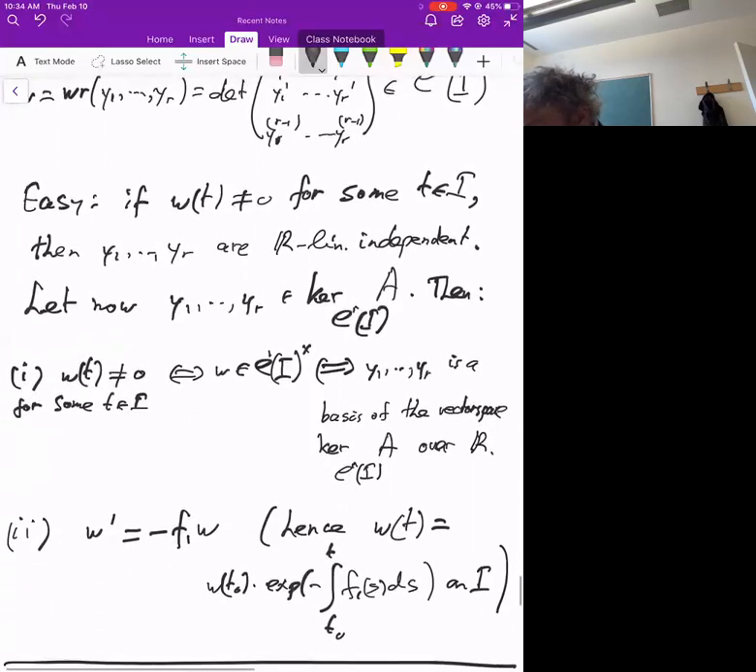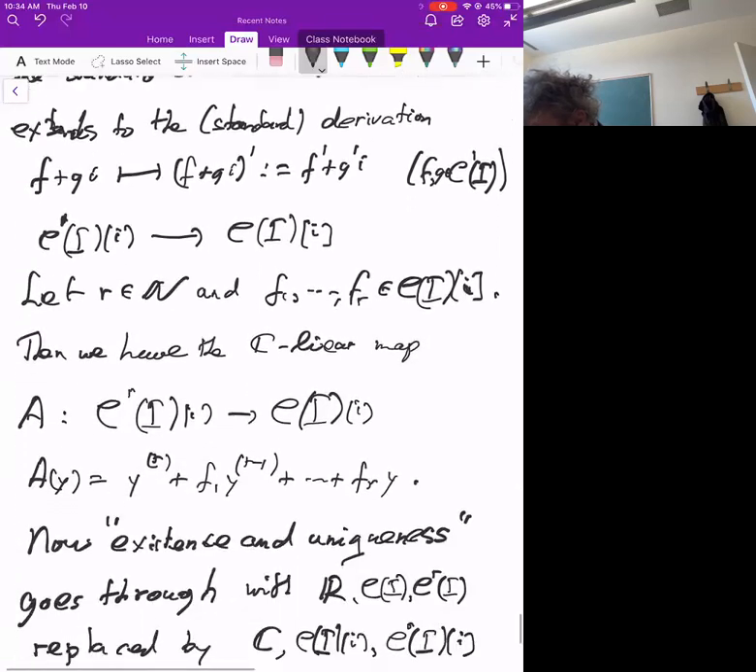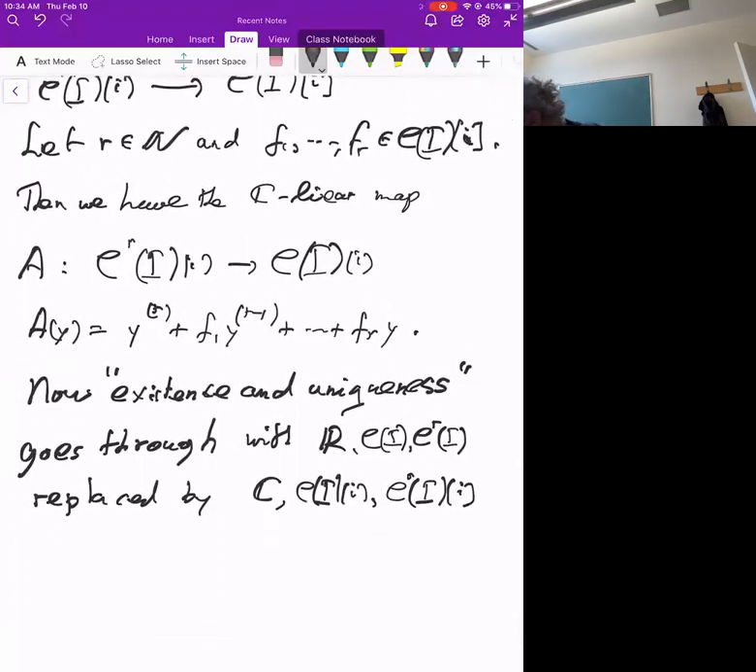I think it will be clear. And also the whole business about the Wronskian goes through. So also the definitions and facts about Wronskians.